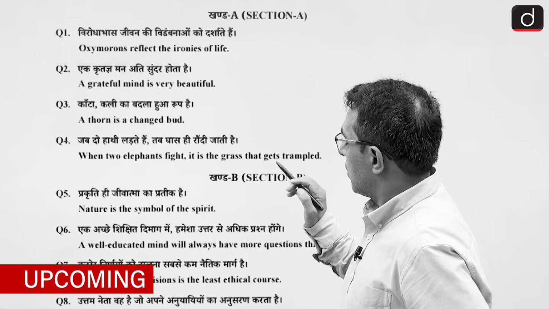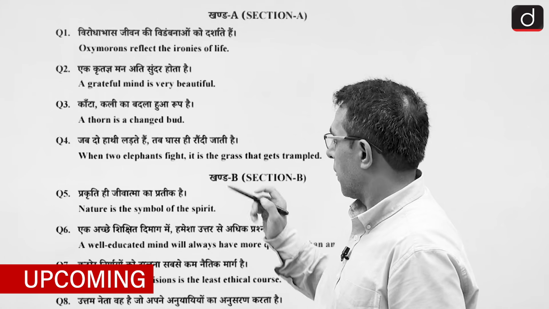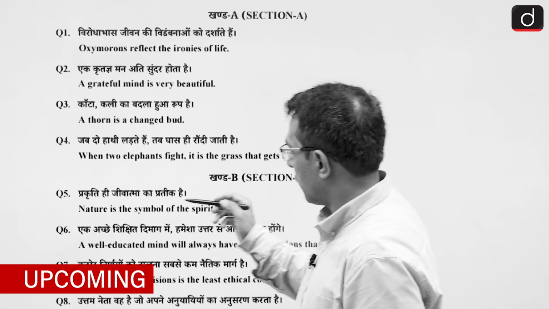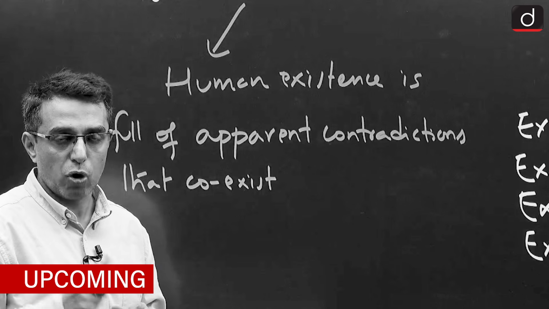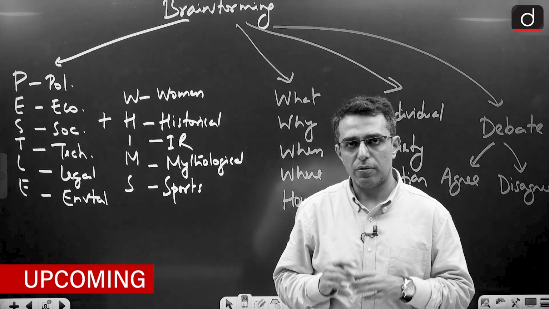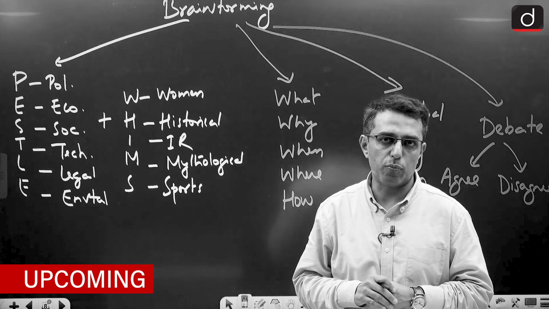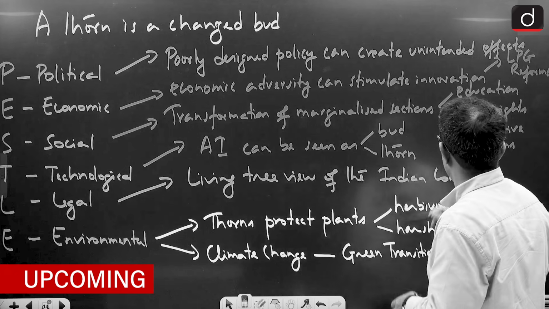Here, the topic which seems to be very much doable, I would say topic number 4. What is the core meaning of this topic? Through this approach, you can at least think of 20, 25, 30 good points on any given topic. That economic adversity can stimulate innovation.